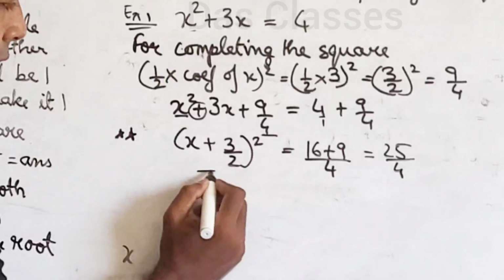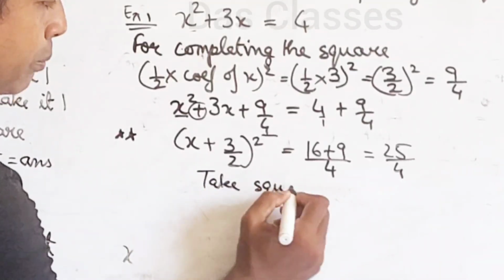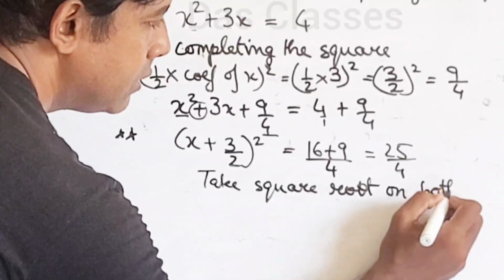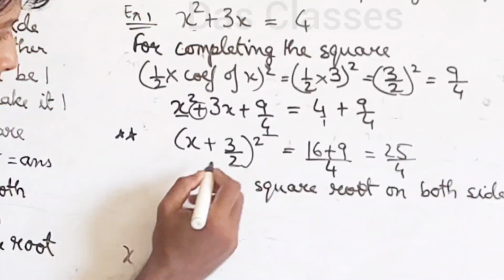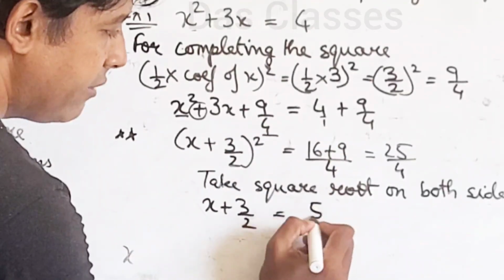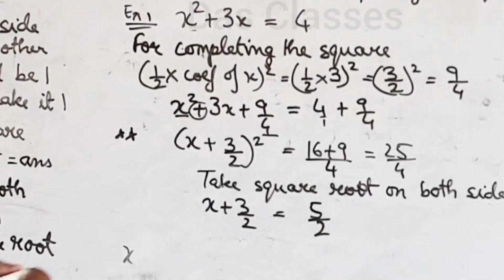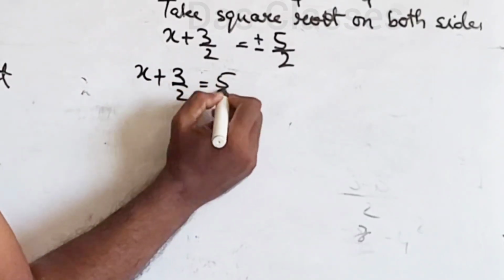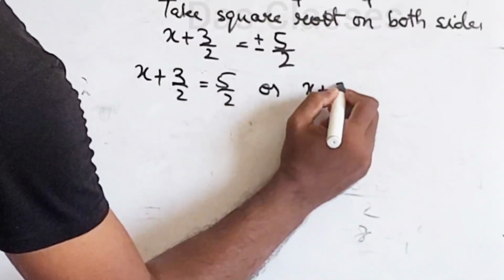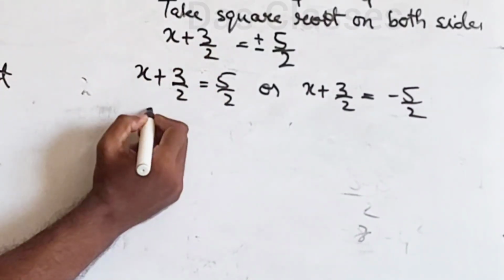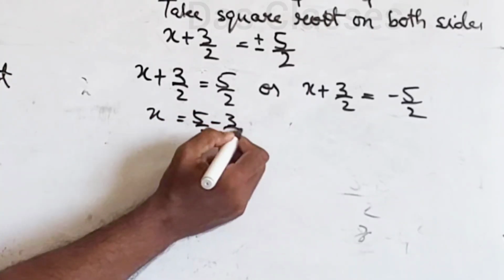Now what you have to do is take the square root on both sides. So when you take square roots on both sides, this will become x plus 3 upon 2. And 25's root is 5 and 4's root is 2, and it can be plus or minus. So we got two answers. x plus 3 upon 2 is equal to 5 upon 2, or x plus 3 upon 2 is equal to minus 5 upon 2. So 3 upon 2 will go that side, so it will become minus 3 upon 2.